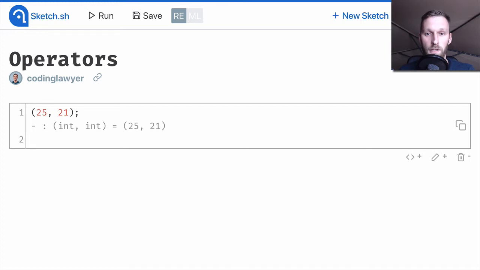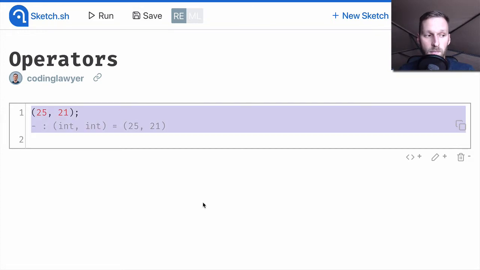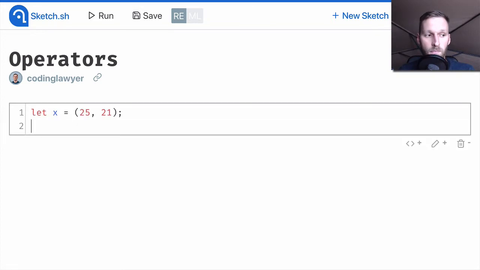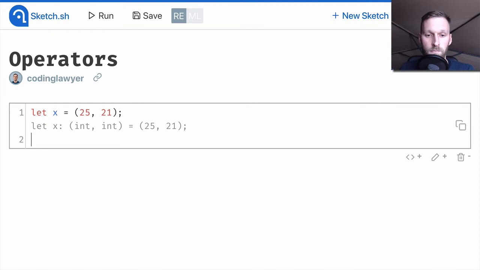This tuple is represented in memory as a block with two cells. Let's bind our tuple to an identifier. When we bound our tuple to an identifier x, the identifier became a pointer that points to the tuple in memory.